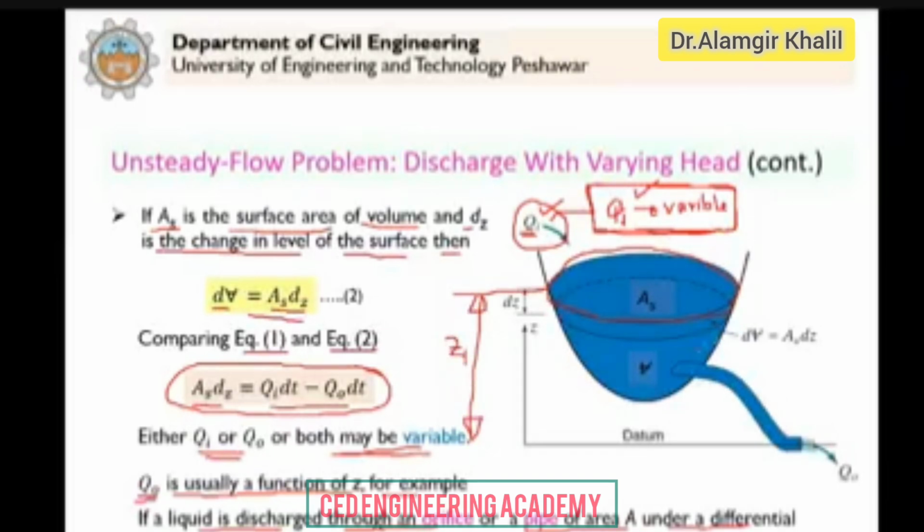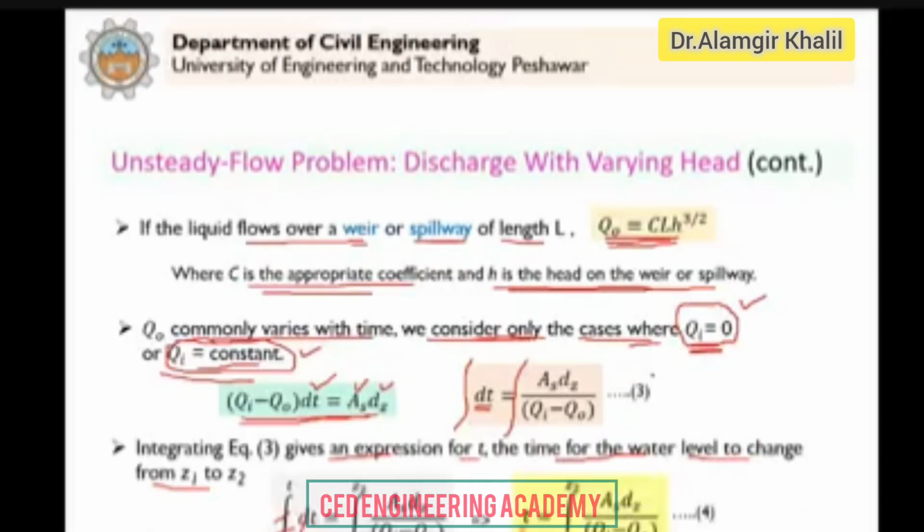And now we are interested in when the water level reaches here, let's say this is Z2. How much time will it take for the water level to change from Z1 to Z2? This we can calculate by evaluating this integral here.